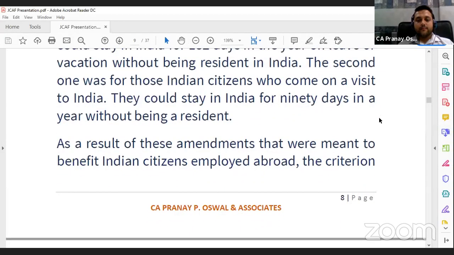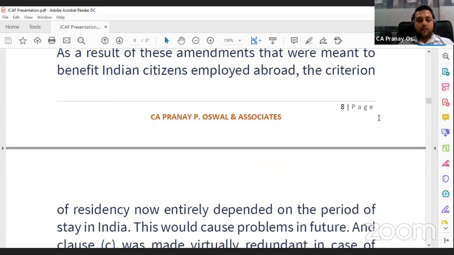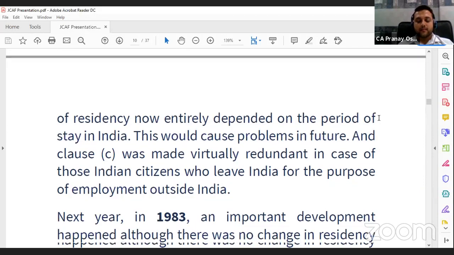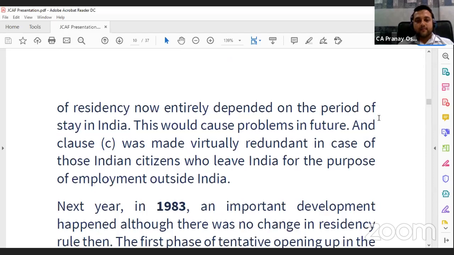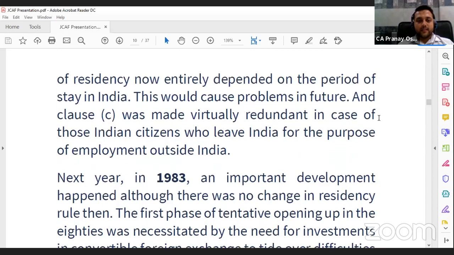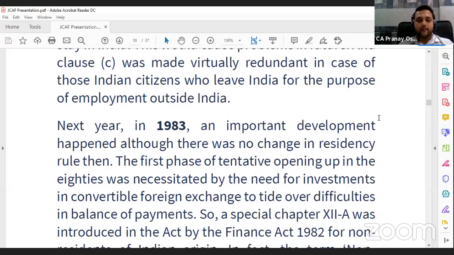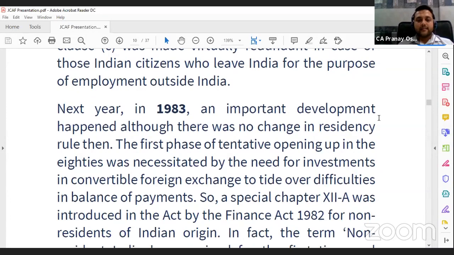As a result of these amendments that were meant to benefit Indian citizens employed abroad, the criteria of residency now entirely depended on the period of stay in India. So as we know, initially it was based on the discretion of the income tax officer. Then the discretion was removed, a specific test was made, and now it depended entirely on the stay in India, how many days a particular person is staying in India. And this would cause problems in future. Clause C was made virtually redundant in case of those Indian citizens who leave India for the purpose of employment outside India. Next year, in 1983, an important development happened, although there was no change in the residency rule then.